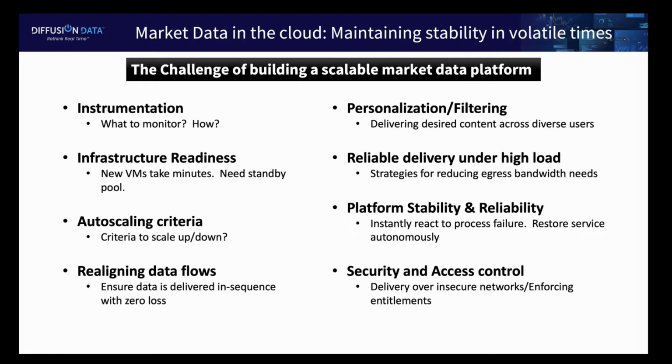And then, of course, realigning data flows. How do we realign data flows with zero message loss? With market data, we can't lose messages or else we end up with stale or corrupt order books. So we must ensure that all data is delivered in sequence with zero loss.